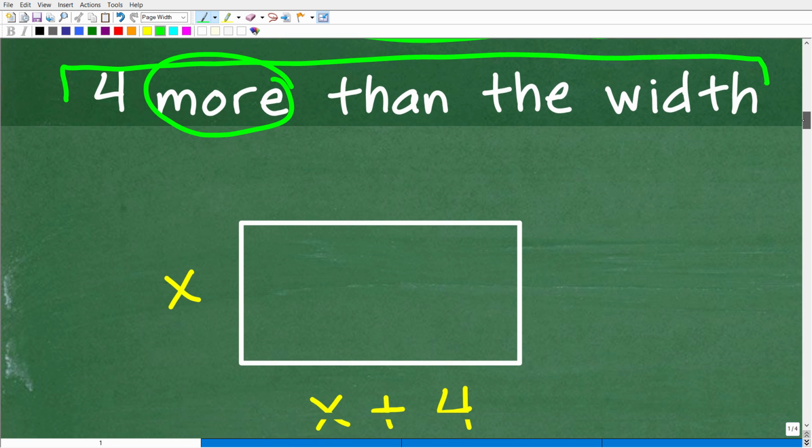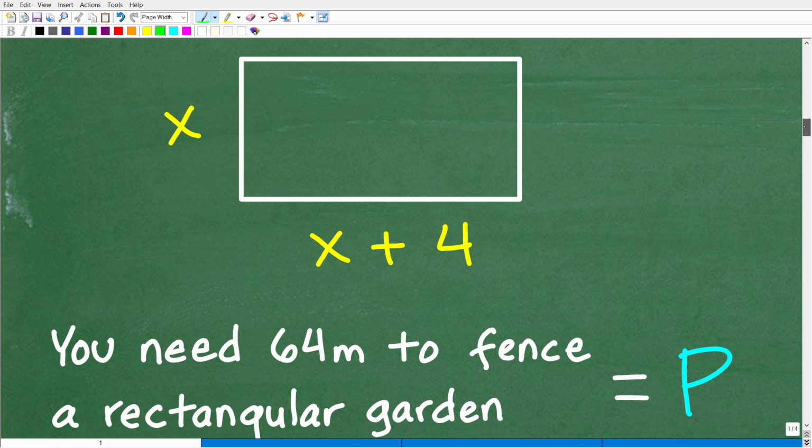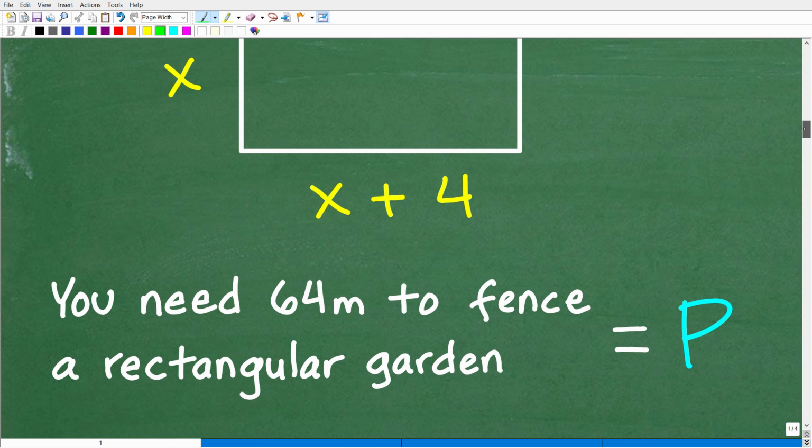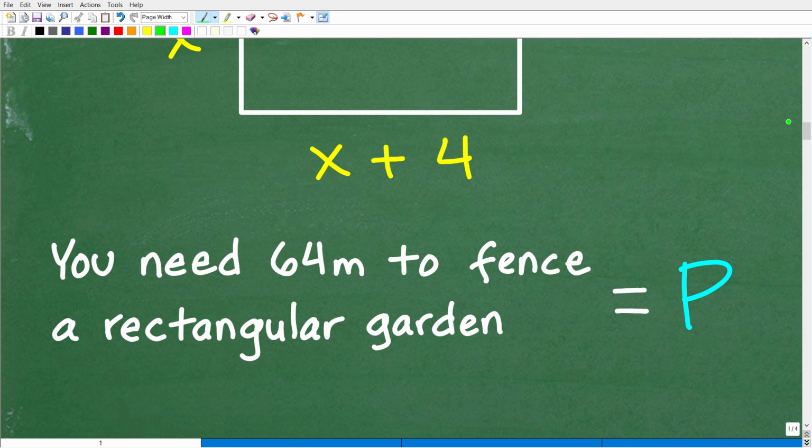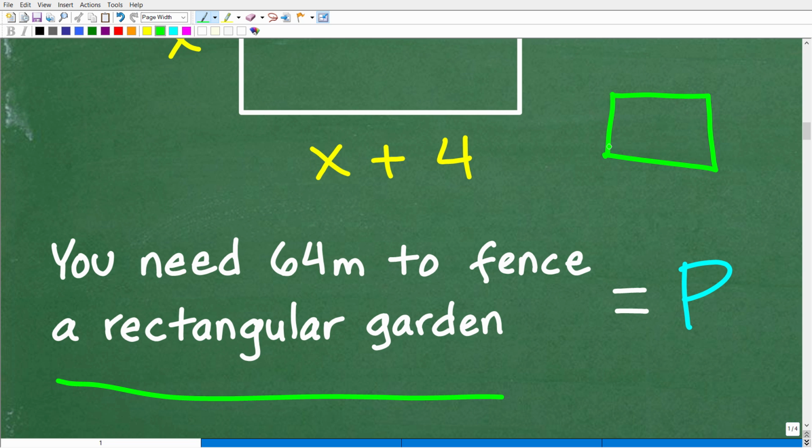And this is going to be pretty easy because this part of the problem is our rectangle with the dimensions x and x plus 4. This part of the problem says you need 64 meters to fence a rectangular garden. So what does that imply? Well, it implies that the entire distance around that rectangular garden has to be 64 meters, right? We need 64 meters to put the fence here, here, here, and here, so the sum total is 64 meters. Well, what concept is that?